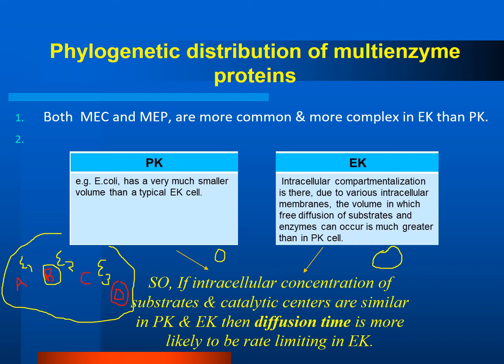Now the rate of the conversion of A to D will totally depend upon the time taken by your intermediary substrates to travel from one site to their next catalytic centers, or the time taken by the substrate to be accessed by the respective catalytic center. This is called the diffusion time, which may be longer in the case of eukaryotes, and thus the reaction may go slow.